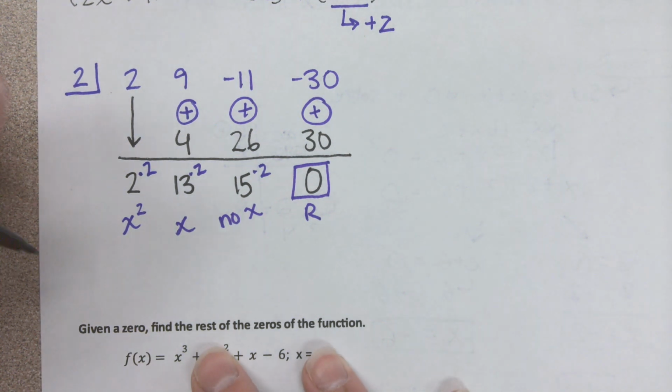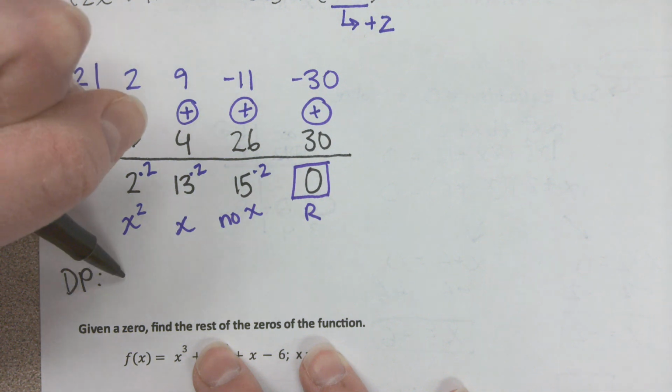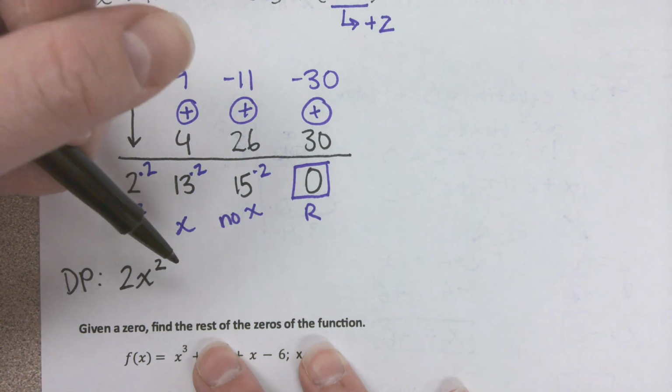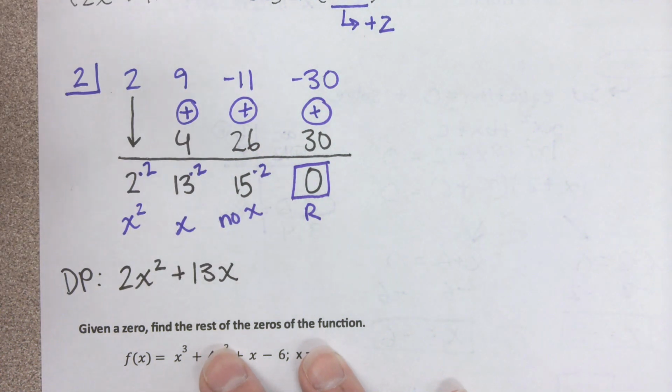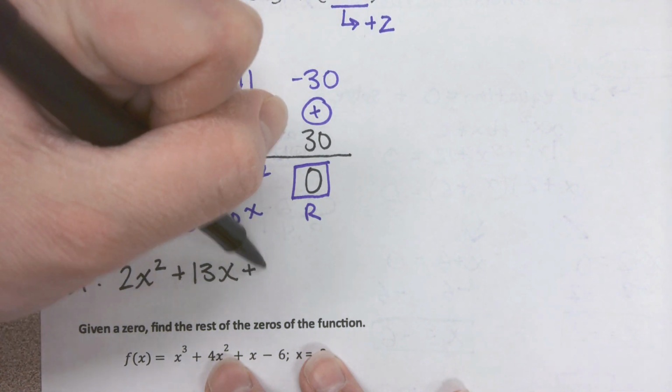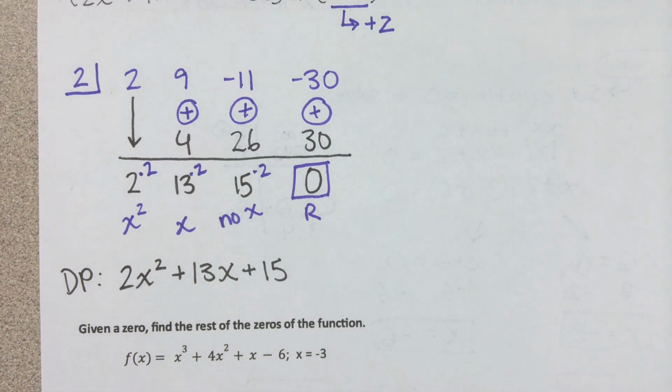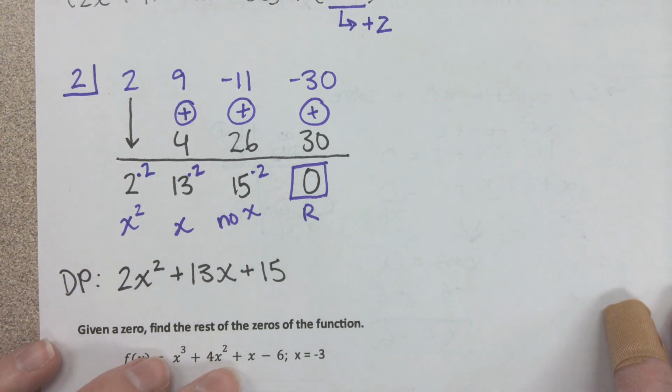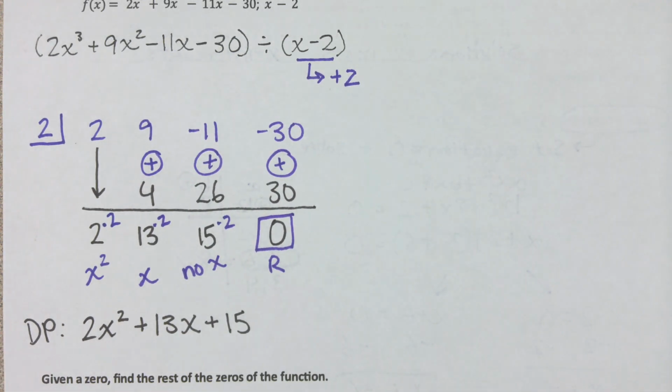Let's set up the DP. Starting with the very first number, 2x squared. 13 is positive, so plus 13x. 15 is also positive, plus 15, no x on that. Questions on the synthetic division portion before we move on to the factoring portion? Okay.